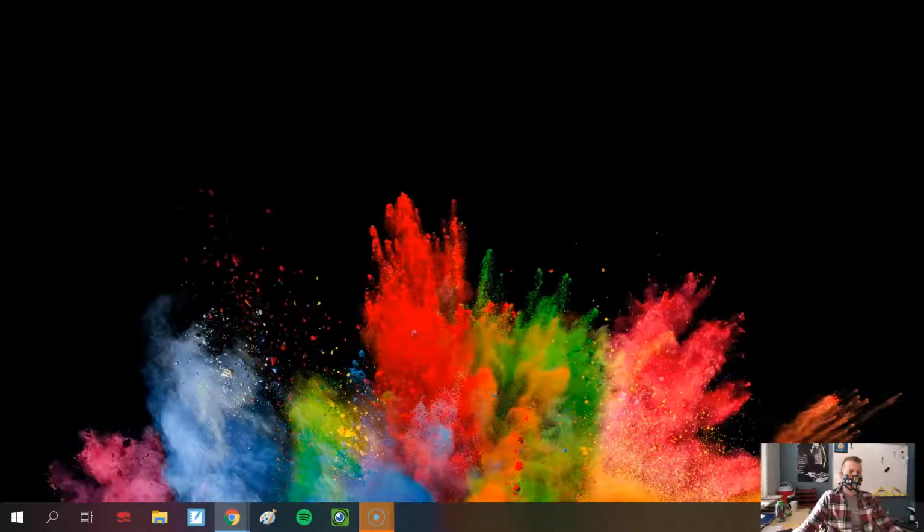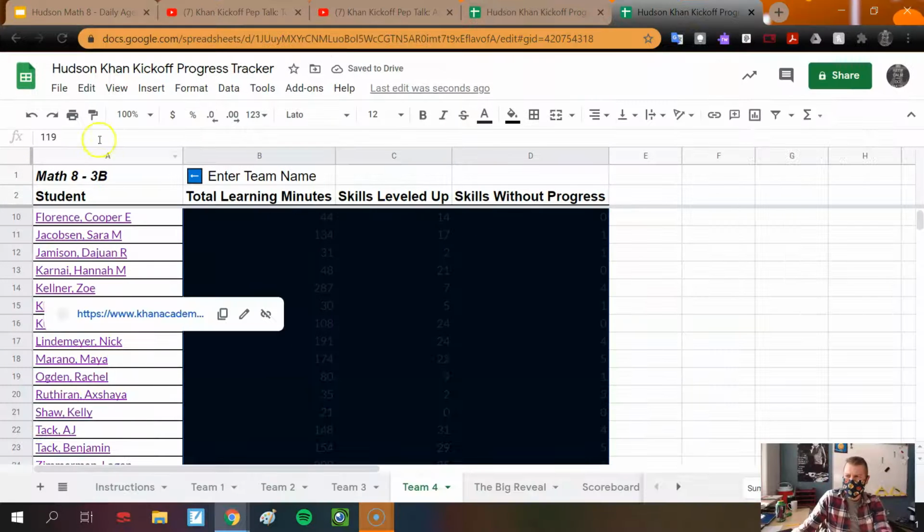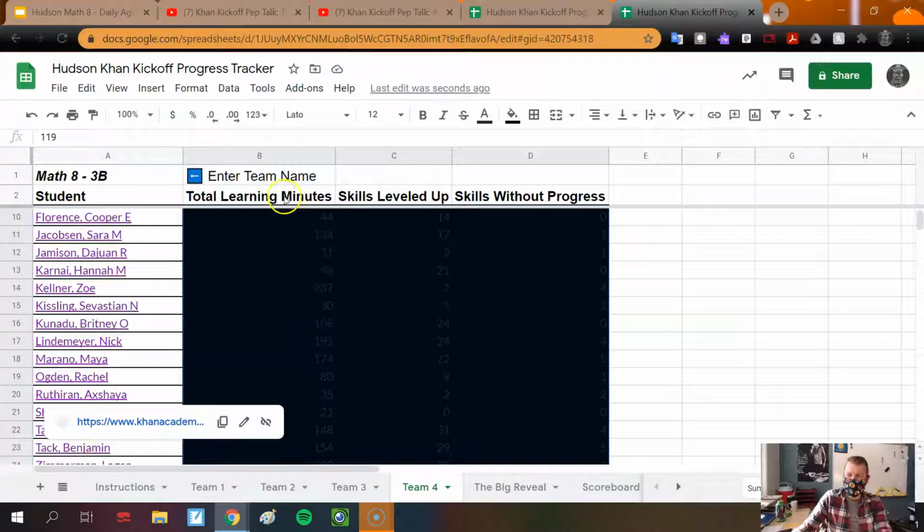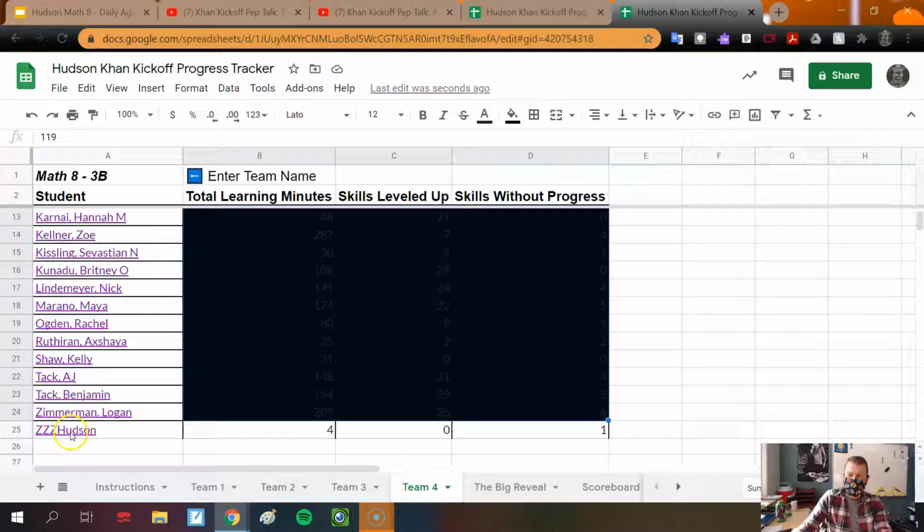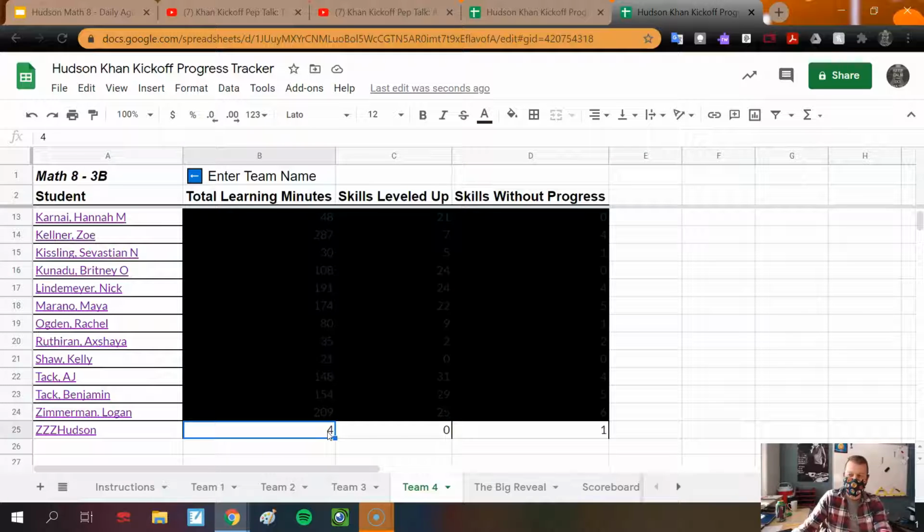So how this is going to work, I'm trying to see if I can show you a team, actually I'll show you this. I plug into a spreadsheet all of you, and then I plug in, from my little data page, your total learning minutes, your skills leveled up, and your skills without progress. So for ZZZ Hudson, he only learned for 4 minutes this week. And don't worry, every class has a Hudson account that does nothing. Fortunately, I did 4 minutes for you guys this week, but I did not level up on any skills.